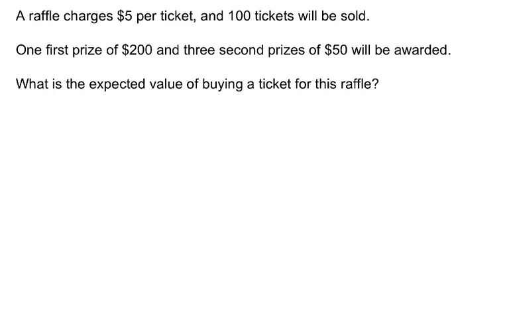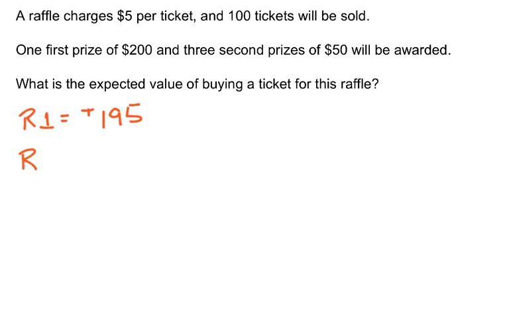Let's look at the results and the probabilities that go with them, and then we'll find the expected value. So here, result number 1 is I could be the first prize winner. Remember, the first prize is $200, but I don't get my $5 back on top of that. So if I happen to be the first prize winner, I win $195. I come out ahead by that much.